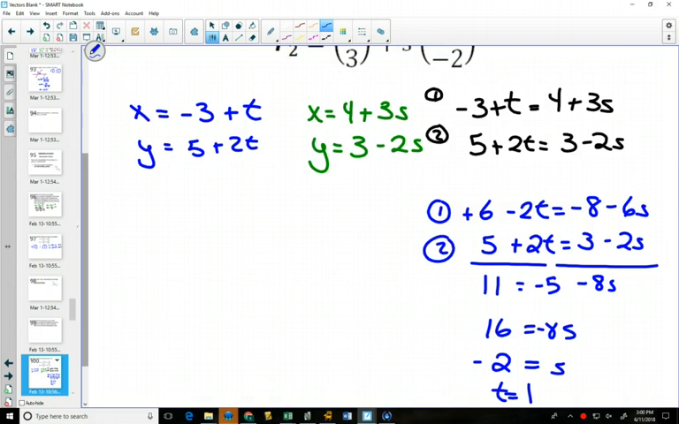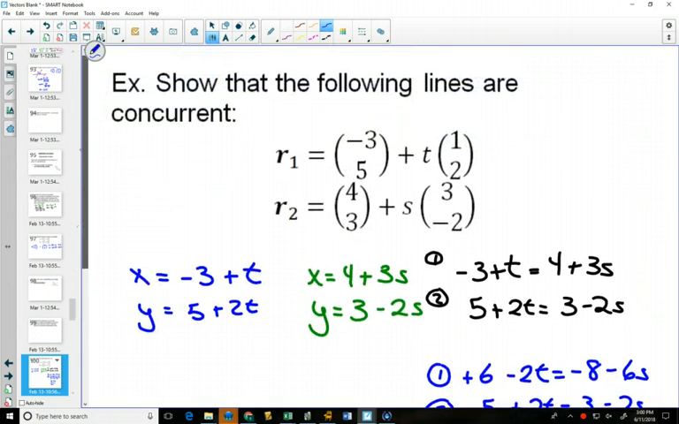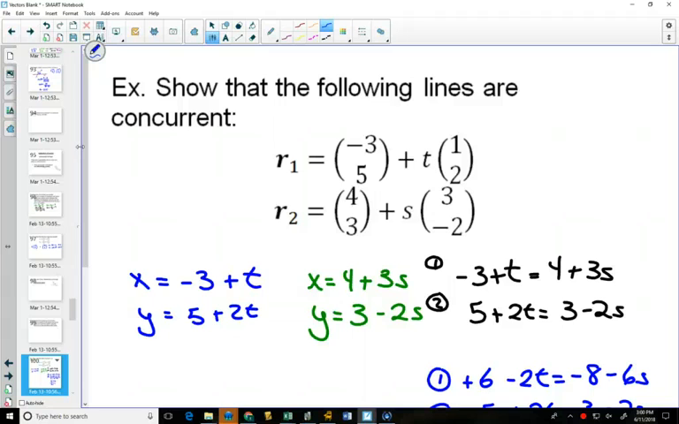So because we're able to solve for s and t, we show that these two lines are concurrent. There is a point where they intersect, and I could plug in t equals 1 or s equals negative 2 and find that intersection point.